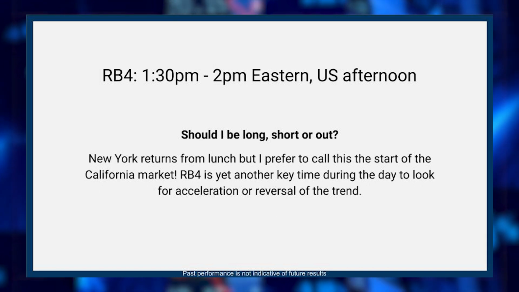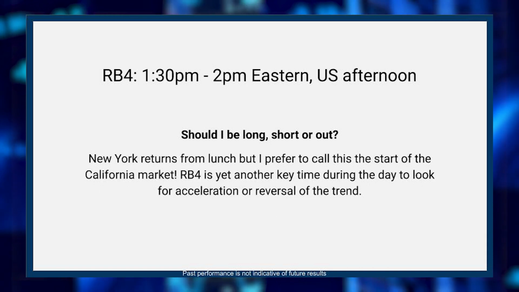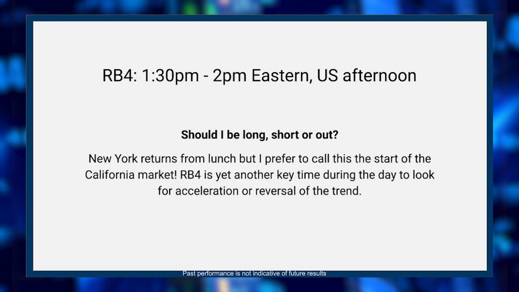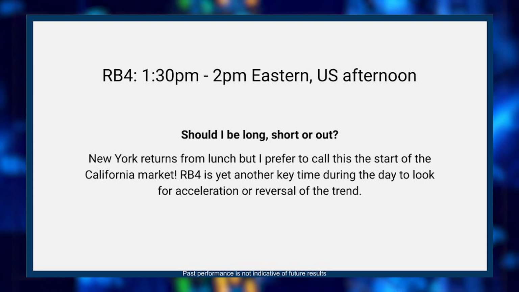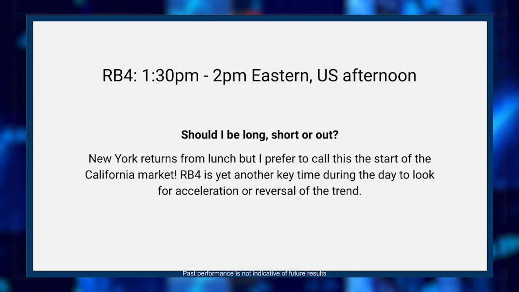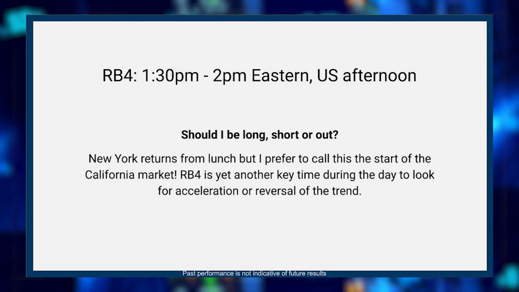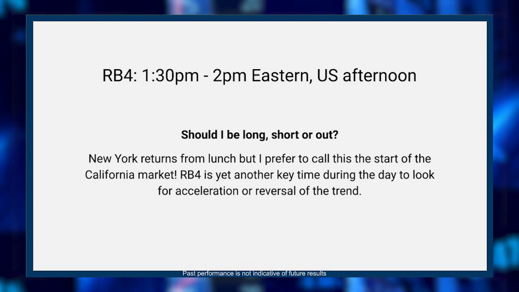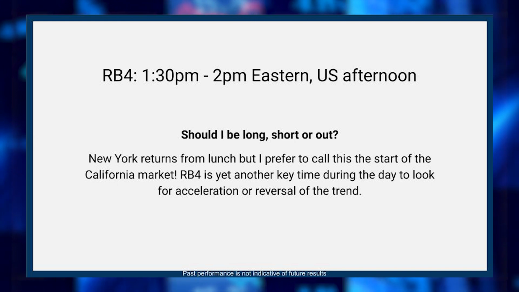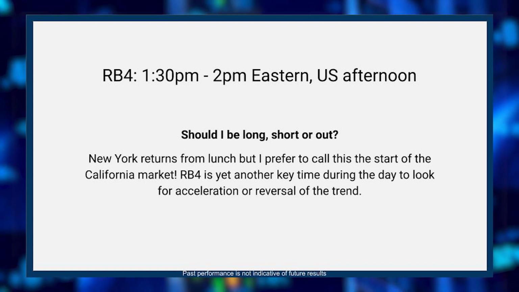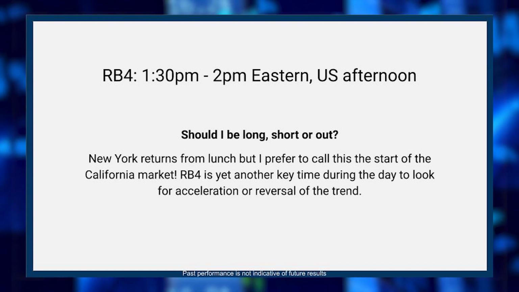And then, of course, RB4. This bar is sort of a famous bar. I call it lunchtime in America. Think about it. Across America, they're having lunch. Well, the key time is 1:30 to 2. You can use that time to make money by seeing an acceleration of the current trend from the morning or a reversal. Always look for it during that time frame. And you ask that question, should I be long, short, or out? I call that the start of the California market. If you think about it, that's when California's going to start playing in there when you equate Eastern time.